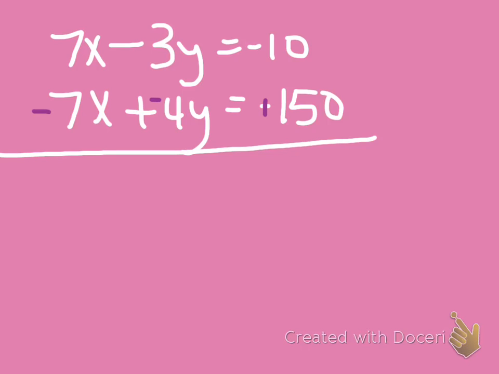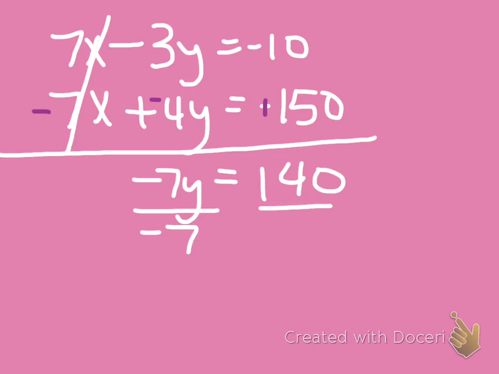Right. So now these will cancel out, and I'll have negative 3 and a negative 4y, which is going to be a negative 7y equals 140. And then divide by negative 7. Negative 7y divided by negative 7. 20? Very good. And we have a negative, so negative 20.